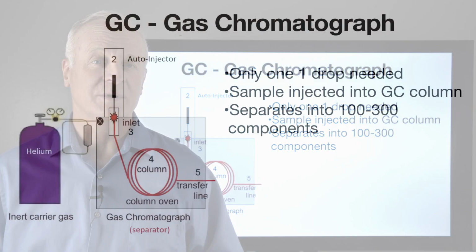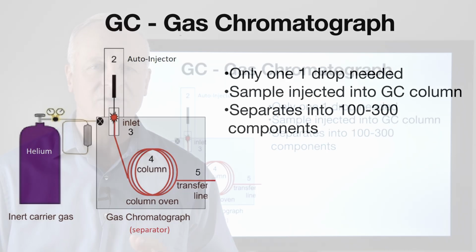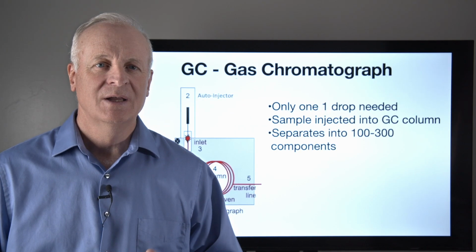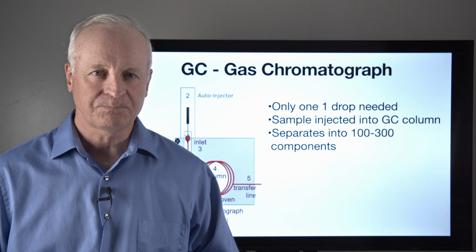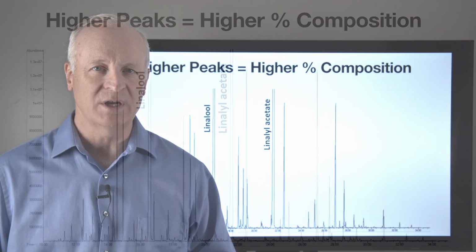Now, one drop is all that's required. One drop of essential oil is all that's needed. Even a fraction of a drop is all that's needed. The essential oil sample is injected into the GC, and all the components, 100 to 300 components, are separated by the GC. Well, let's look at an example of the separation.